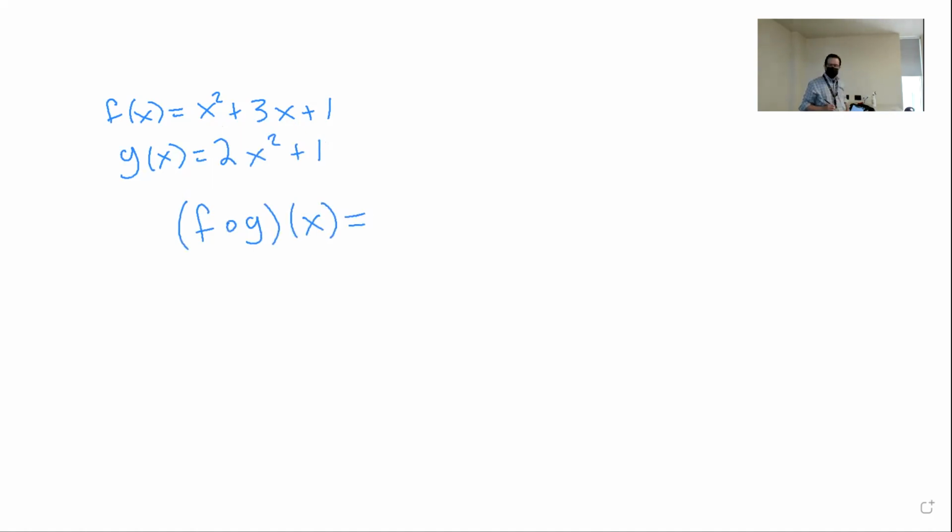And what does that mean? It means we're going to grab g of x and we're going to put it into f of x. So I'm going to do it this way to kind of explain what that means. If I've got f of x, I'm going to write it down here in a very exaggerated manner. I've got x squared plus 3x plus 1. That's f of x.